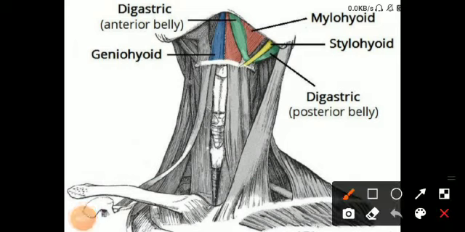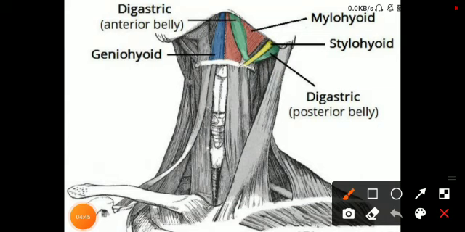Digastric: the anterior belly from the digastric fossa, and the posterior belly from the mastoid notch of the mastoid process, and they insert into the intermediate tendon held by a pulley on the hyoid bone. The anterior belly is innervated by the nerve to the mylohyoid, and the posterior belly by the facial nerve.